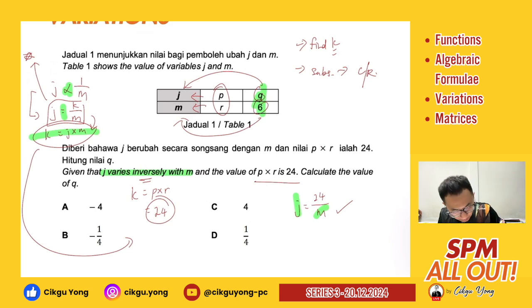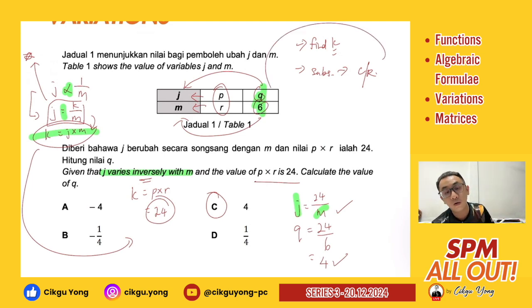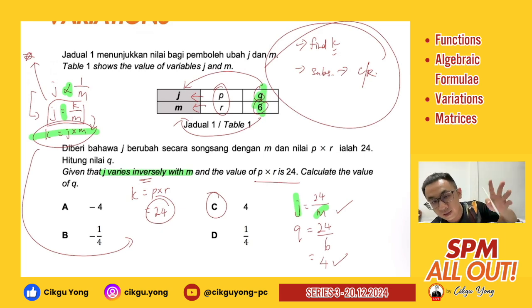Okay, so j is q, so this is q. 24 over your m is 6, so over 6. So 24 divided by 6, you get 4. Answer is C. Okay, so this is your variation part. So follow your concept, follow your steps. Find your k value, put it back in your equation, then find your corresponding value depending on the question asked. Right?